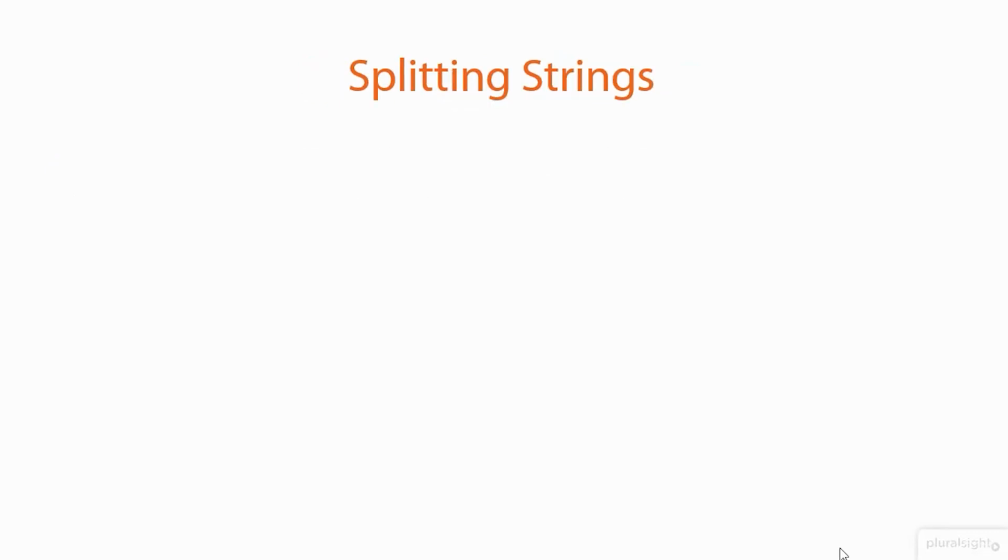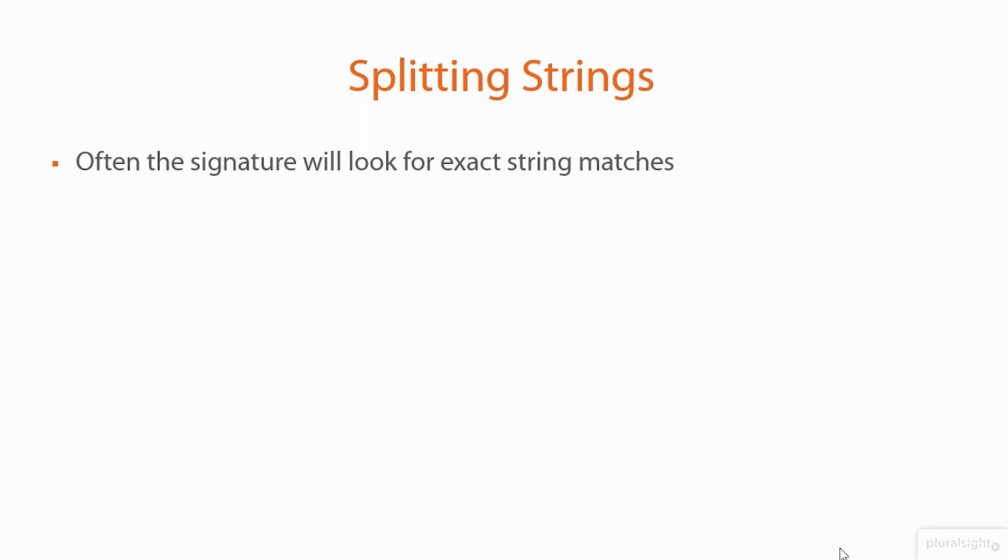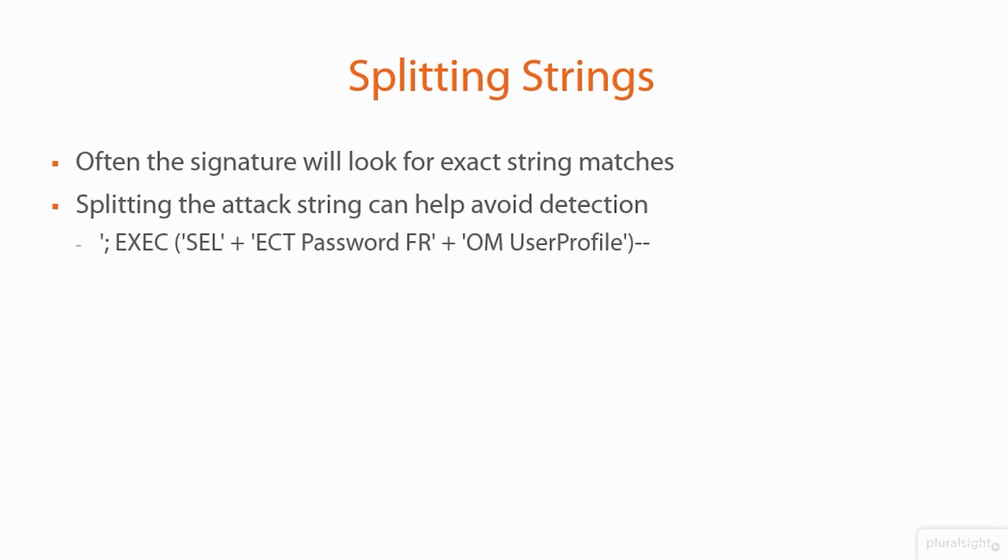Splitting strings is a really easy way of changing the pattern of the attack such that it doesn't match what the app might be looking for as a potential attack. So often what's happening is the signature is trying to make an exact match to the attack payload that's passed to the web app. So if you can split that string up, that can be a viable means of avoiding detection. A really simple example of what I mean by that is something like this.